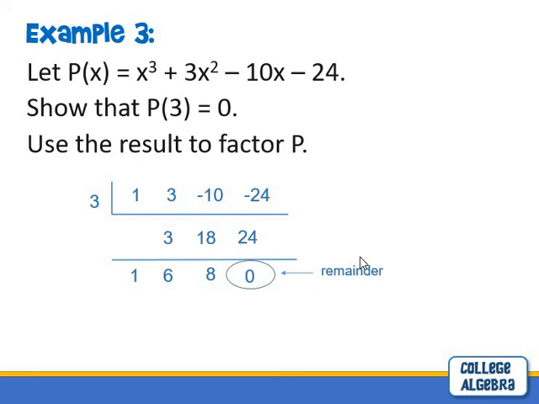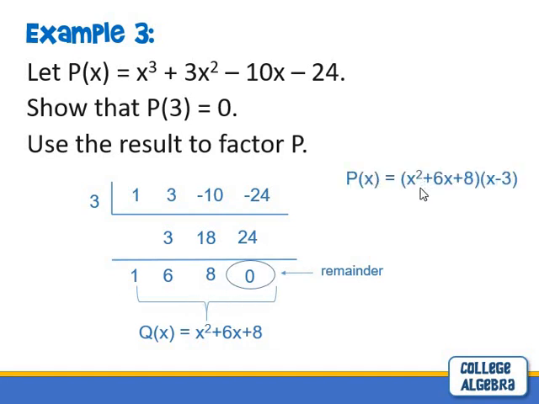We've shown that we divided, got a remainder of 0. So our quotient is x squared plus 6x plus 8. And we have also factored the polynomial. We got a remainder of 0, so it's equal to our divisor, x minus 3, times our quotient. So p of x is x squared plus 6x plus 8 times x minus 3. So we've essentially factored by doing division.